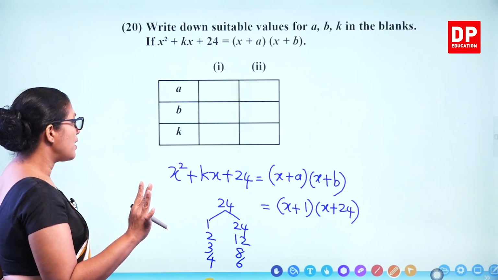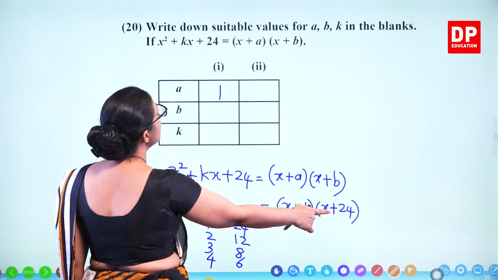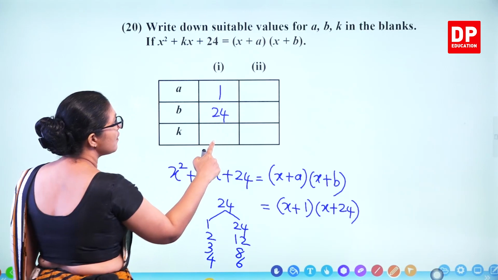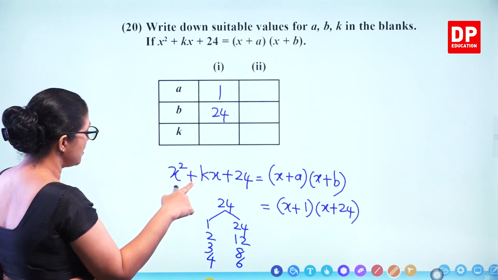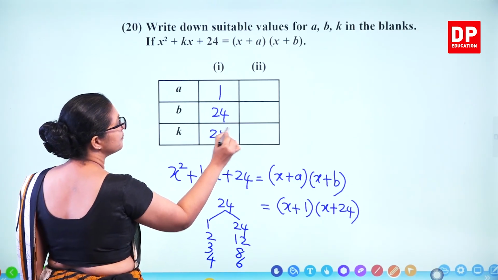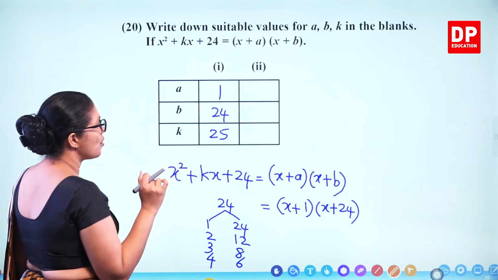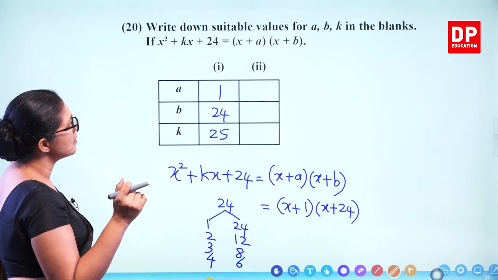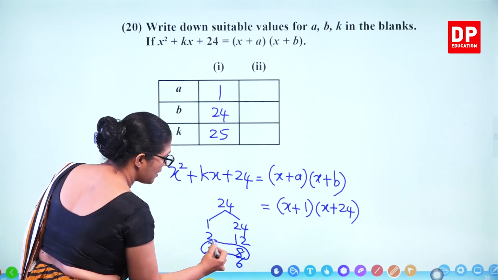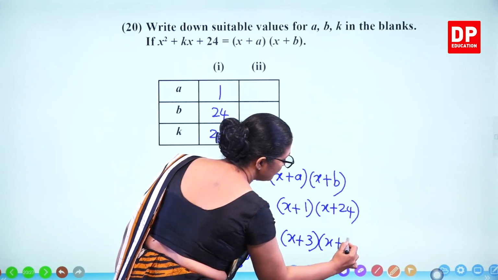So we can write that when a equals 1, then b is 24. Then the k value becomes the addition of these two. So k is in the middle, that's 25. Then we'll take another pair of factors. You need only 2 to write. Any 2, write down suitable values. We'll take 3 and 8. If you take 3 and 8, what are the factors then? x plus 3 and x plus 8.